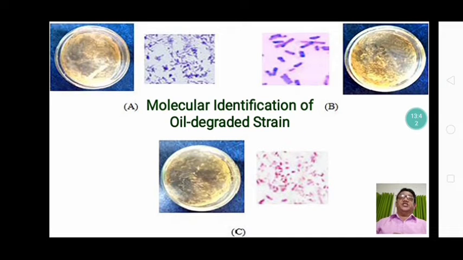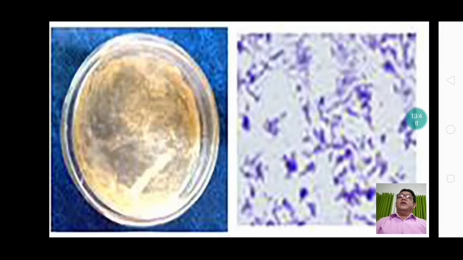For molecular identification of the oil-degrading strain, the isolated fungus was cultured for 3 days in PDB media at 30 degrees Celsius. Mycelia were harvested by centrifugation at 7,000 g for 5 minutes at 4 degrees Celsius, frozen in liquid nitrogen, and then ground using a pestle and mortar. Genomic DNA was extracted using the cetyl trimethyl ammonium bromide method described by Doyle in 1993.